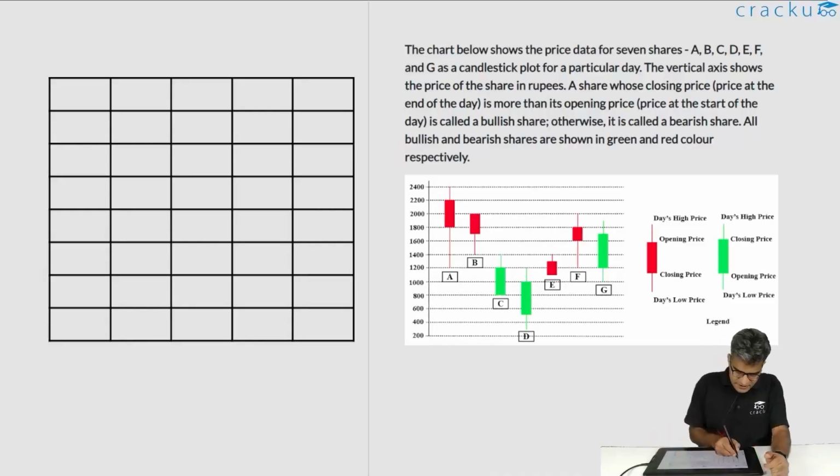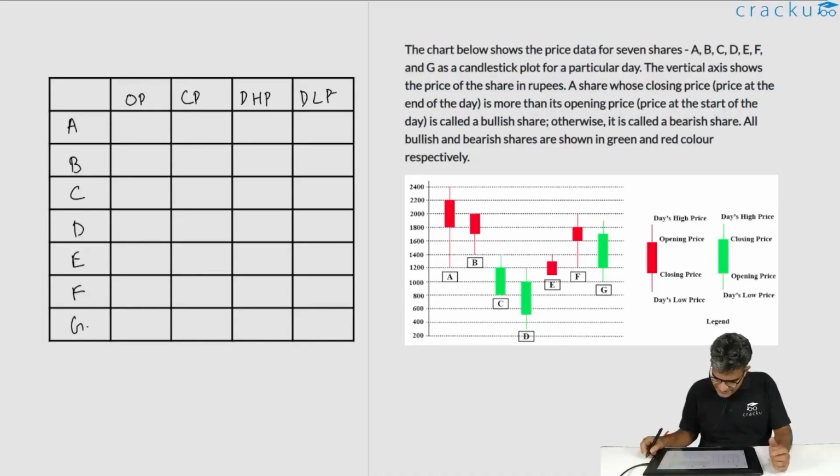So the stocks are A, B, C, D, E, F and G. We have the opening price and the closing price. We have the daily highest price and the daily lowest price for all of them. We'll put in for A, the highest price is 2400 and the lowest price is 1200. For B, the highest price is 2000, the lowest price is 1400.